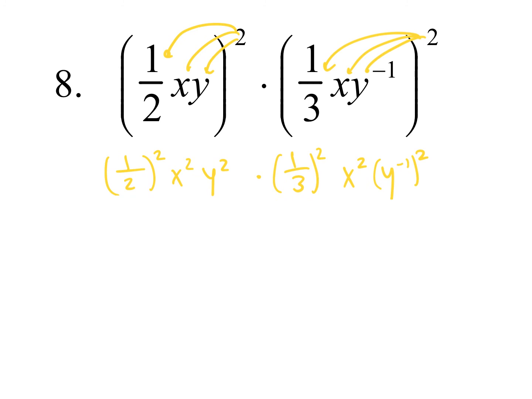So square them. So what's 1/2 squared? 1/4. Awesome. And then I have x squared y squared times, what's 1/3 squared? 1/9. X squared. This turns into what? Y to the power of negative 2. What can I do next?